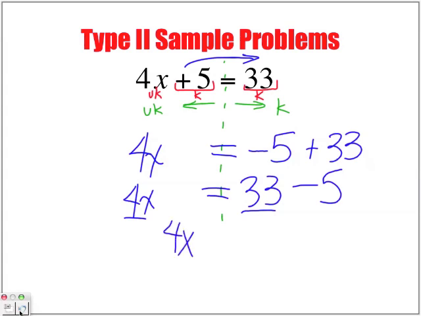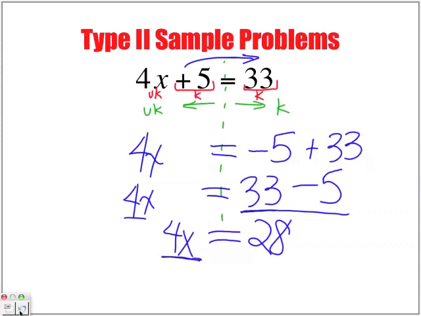So we have 4x is equal to 33 minus 5, which is going to give us 28. If this was a type 1 equation, it would have been solved by now. But there's one more step, right? So the step is to find out what is the value of x.